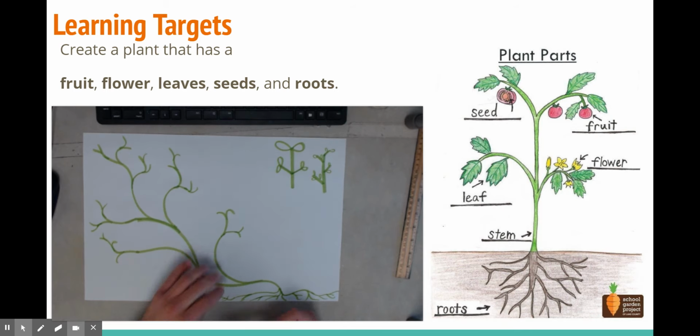All right, so I've got my stem. Now I'm going to want to add some leaves. I'm going to choose a different color just to make the leaves look a little different. And I'm going to think about how I want to do my leaves. Some leaves have jagged edges. Some leaves are smooth. There's all different types of leaves.